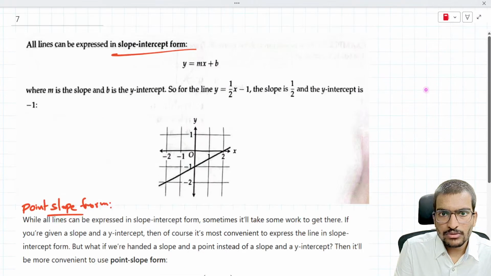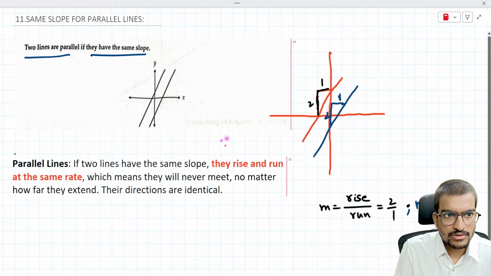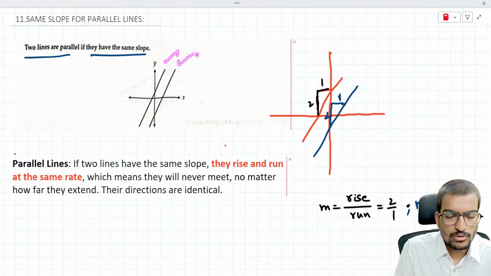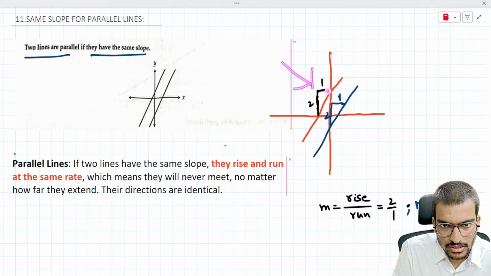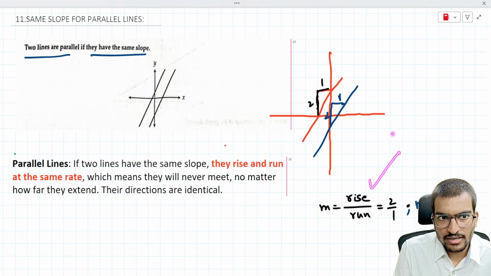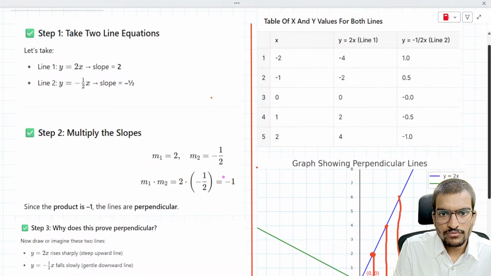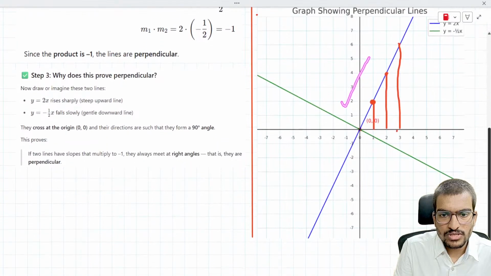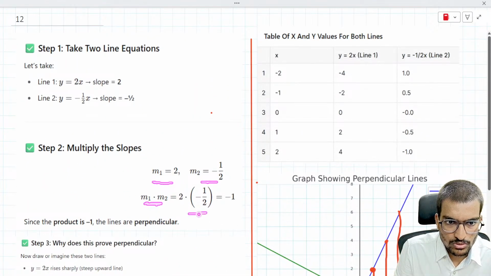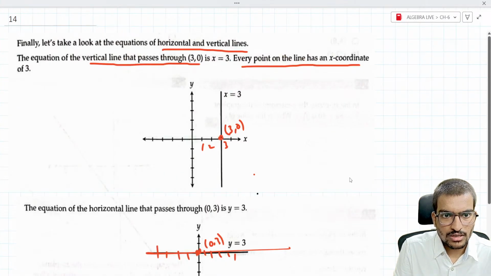So you are already aware of this. I'm fine with this. We already did these questions in the previous class. And same slope for parallel lines. If you see two lines are parallel, then their slopes are equal. You can see rise over run is the same for both parallel lines. You have to remember that. If two lines are parallel, then their slopes are similar. And here you learned if two lines are perpendicular, then the product of their slopes, m1 times m2, equals -1. We already discussed this. I'm just giving you a glance or idea about this.